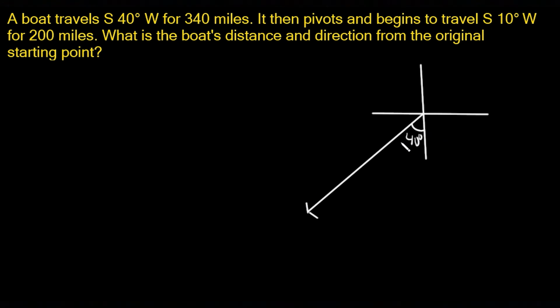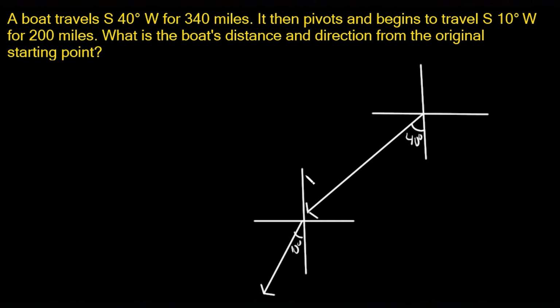Okay. It then goes on to say it then pivots and begins to travel southwest at 10 degrees for 200 miles. So there's another vector I can put on. So the tip of my last vector is going to end up in the first quadrant. So for example, putting on my new coordinate grid, I'm going to have something that looks like this. Okay. And the new direction, again, is going southwest at 10 degrees. So that's going to be in this direction here. And we know that our bearing there is going to be 10 degrees. So the angular value right here is 10.